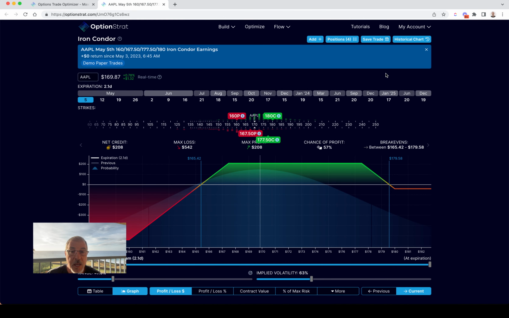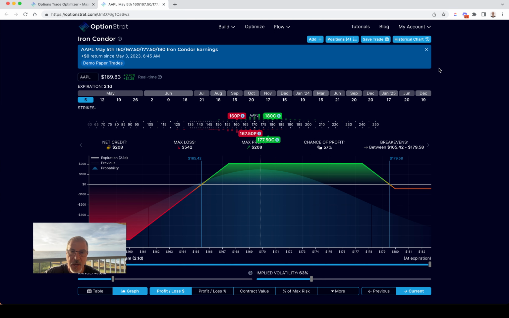Now, today is Wednesday. I'm putting this out in enough time that people can make this trade in paper today or tomorrow. Doesn't make any difference. Thursday night after the close is when Apple's going to have their earnings announcement. So you're going to want to see what this looks like on Friday morning.